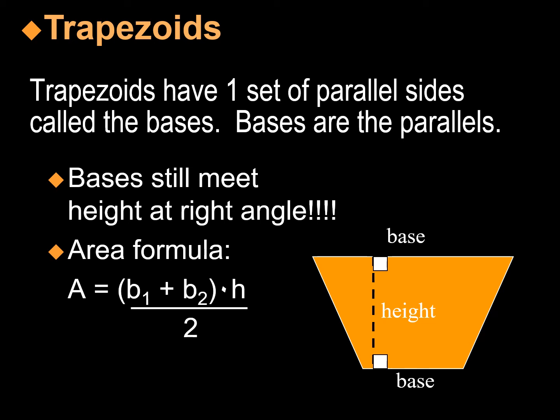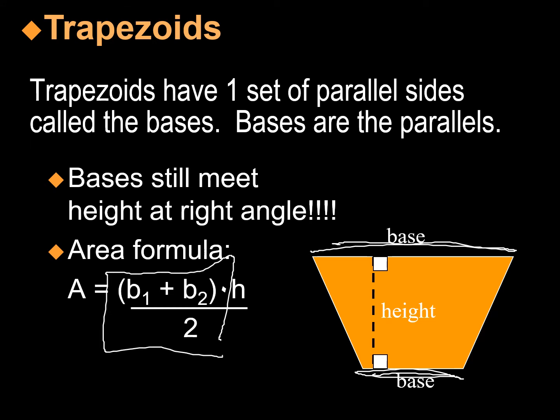Alright, so the bases are never going to match. So what we're going to do is take an average. What do you do to take an average? You add them up and divide by how many you got. Well, what's happening right there? You're adding them up and dividing by what you got: 2 bases divided by 2.